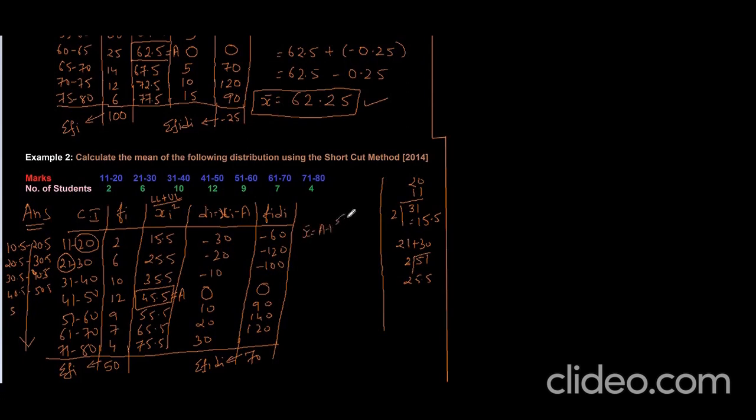A plus sigma FiDi upon sigma Fi. Here, what is A? A is the assumed mean. How much have you assumed? 45.5. Plus sigma FiDi is 70 upon 50. So 70 upon 50.